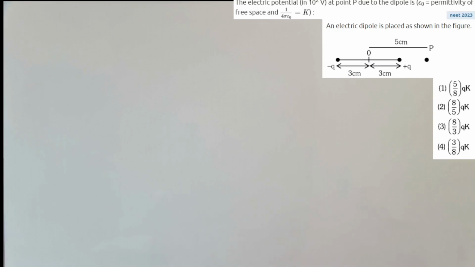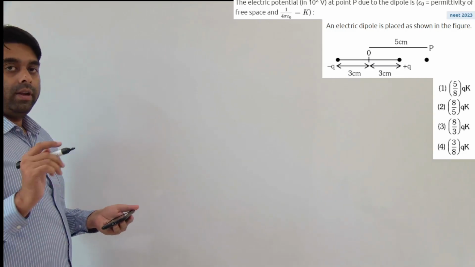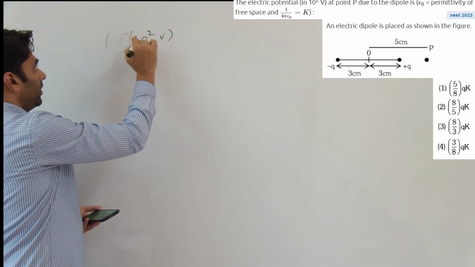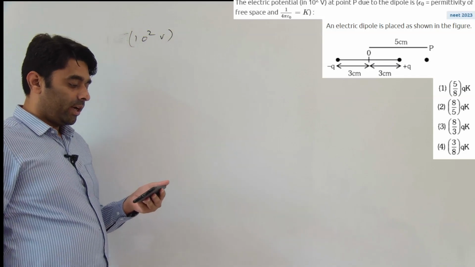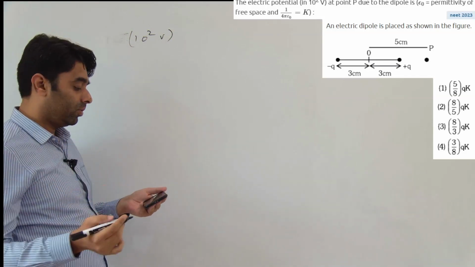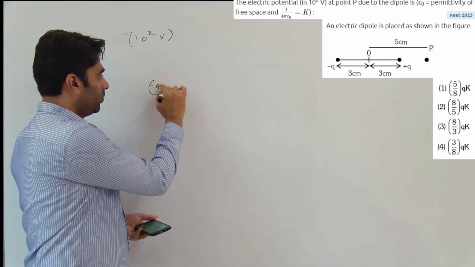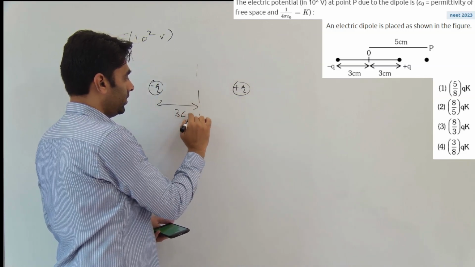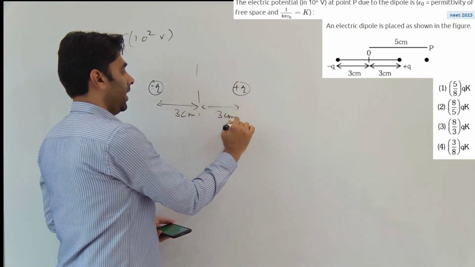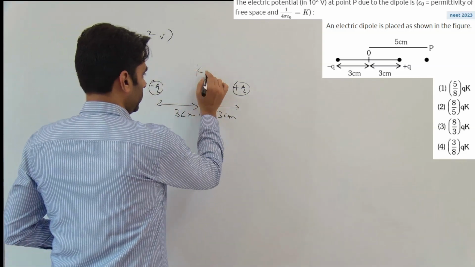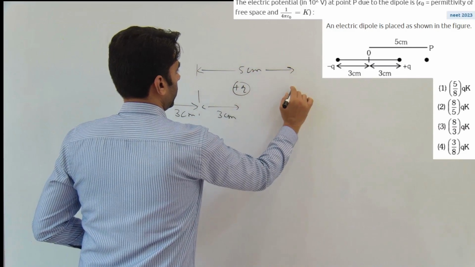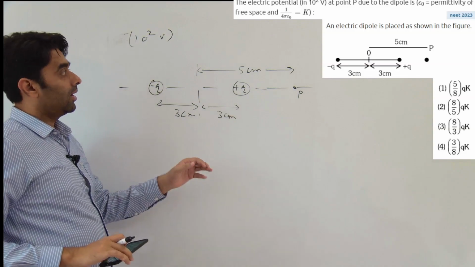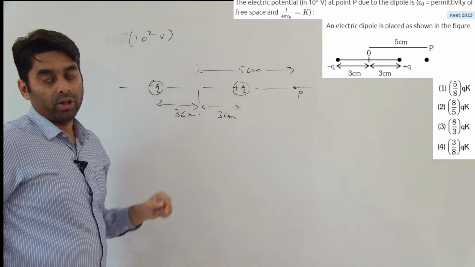The first question says the electric potential, in 10 power 2 volt, at point P due to a dipole is what? A dipole is given to us, minus Q and plus Q, separated by a distance of 6 centimeter, 3 centimeter and 3 centimeter, and point P is present at a distance of 5 centimeter from the center of the dipole. We are asked to find out the potential at point P.